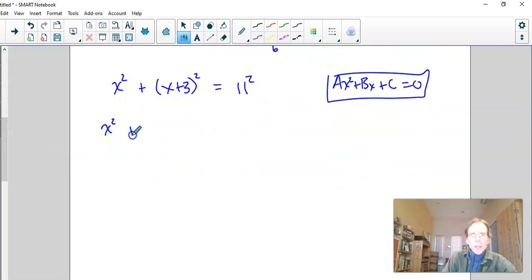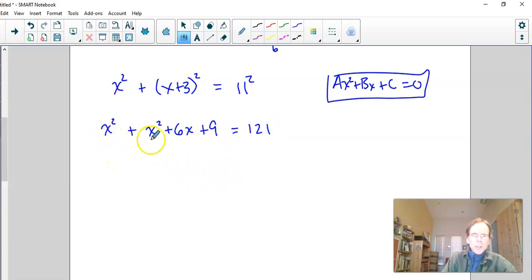So we get x squared, and then if you multiply out this binomial, you could FOIL this, but I've done this so many times that I know we're going to get this. I've done a lot of factoring in my life, right? So that's how I know that this is the trinomial you get when you square this. You could FOIL it on the side. All right. And that's going to equal 11 squared, which is 121.